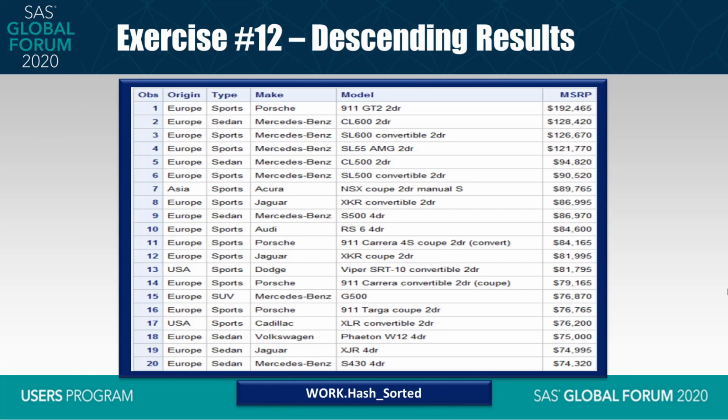And if you look at the MSRP column, the very last column in the results, you can see that the largest values for manufacturer suggested retail price appear first, and gradually as you go down the rows, you see that it's getting smaller and smaller. So it looks like our descending hash sort worked correctly.